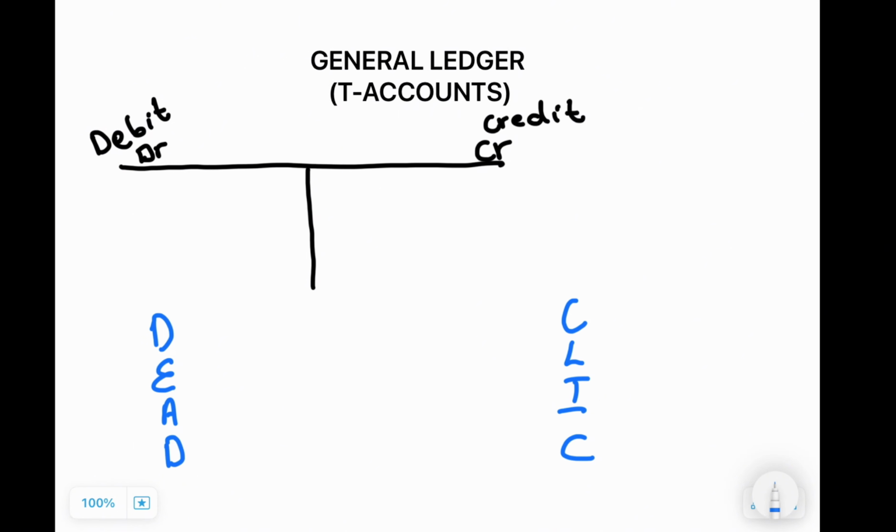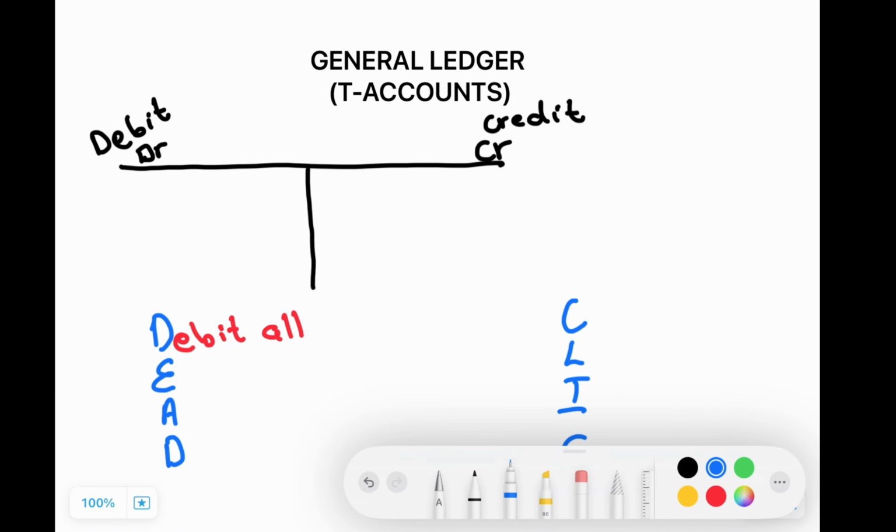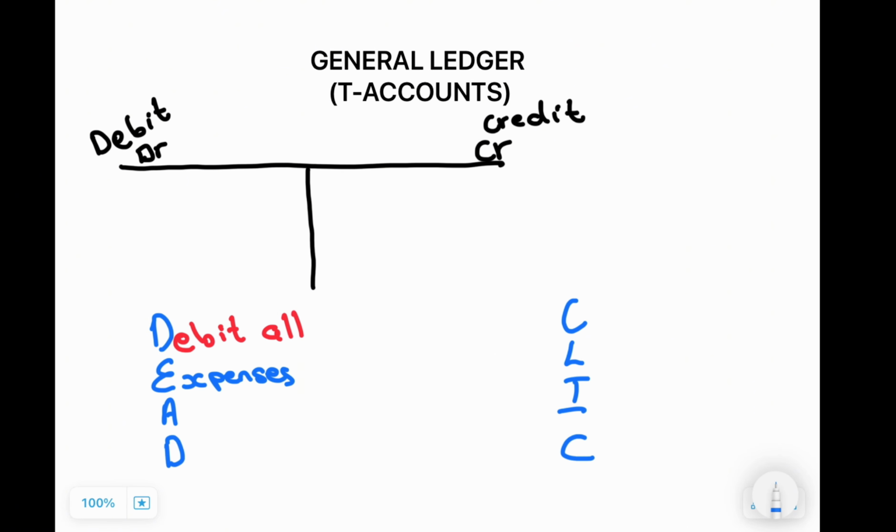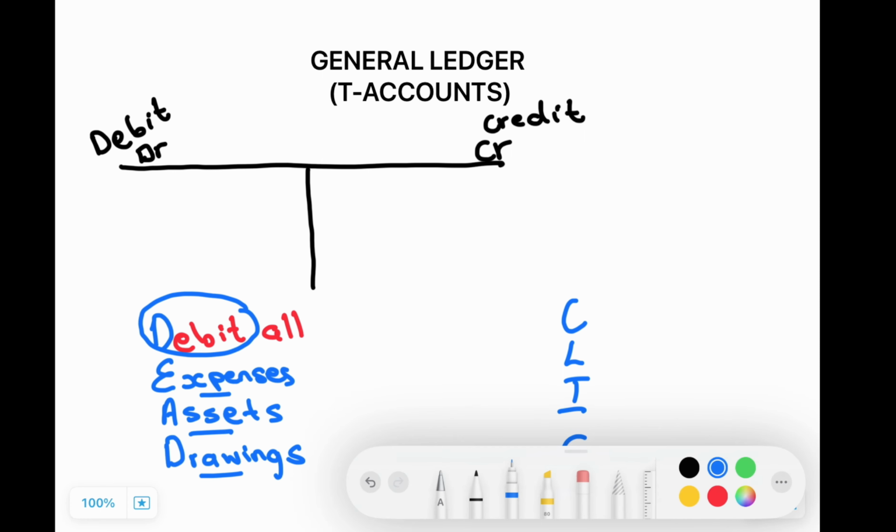This is actually an abbreviation in which each letter stands for something, which we are about to unpack right now. So the DEAD actually stands for debit all. It says you must debit all of these accounts I'm going to mention just now. You're going to debit all expenses, all your assets and drawings. So what do I mean when I say you must debit all expenses, all assets, and all drawings? What I'm basically saying to you is that all these three accounts increase on the debit side.